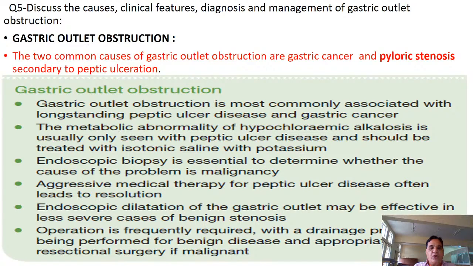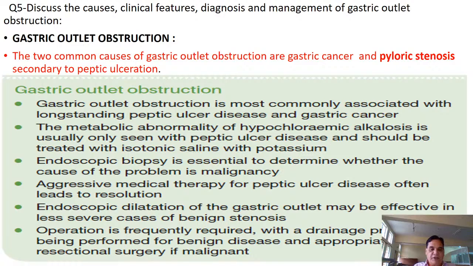What is a gastric outlet obstruction? GOO. Remember, gastric outlet obstruction is GOO. Commonest cause: there are two most common causes. The most common cause is pyloric stenosis secondary to peptic ulceration. And the second common cause is gastric cancer near the pyloric region. So two common causes: ulcer and gastric cancer. Remember only this one. Now if you remember this chart from Love and Bailey, you can write a full question.